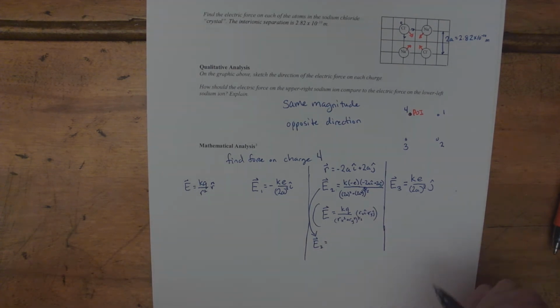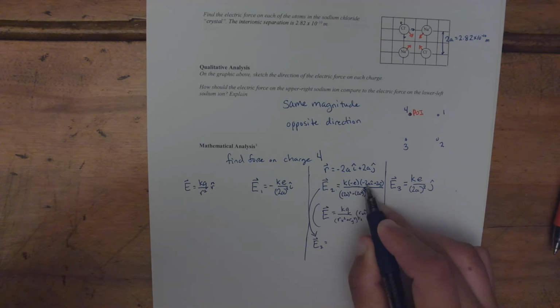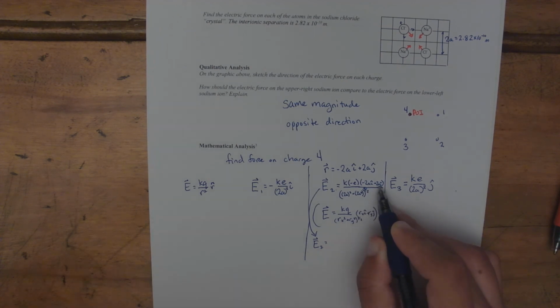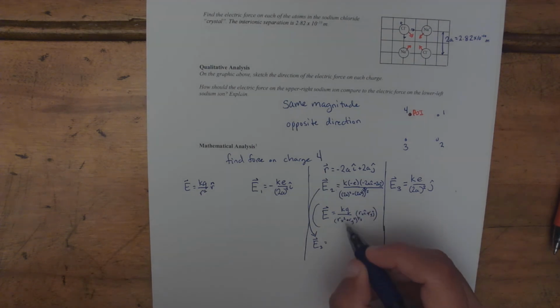So I have the negative sign here. If I multiply this negative times the I hat component here, that gives me something positive. So the I hat component is positive, the j hat component is negative. So, and let's pull out the 2a and we'll call this 2ke a.